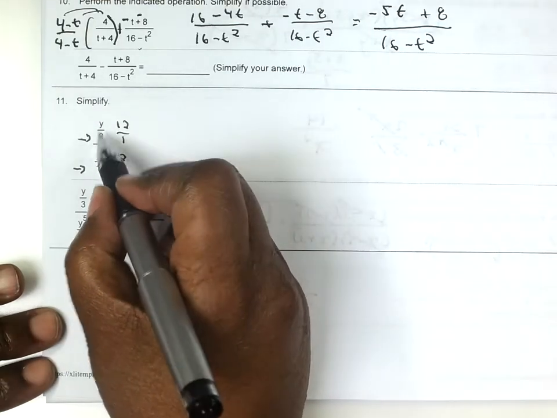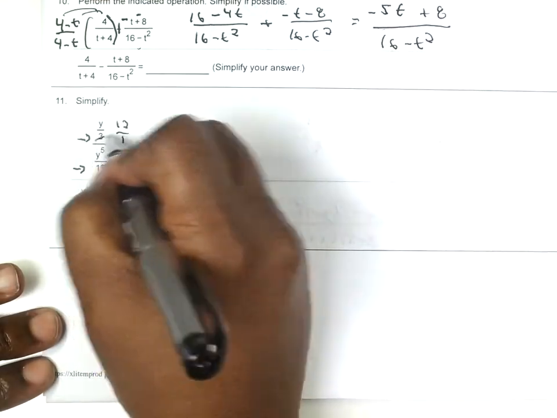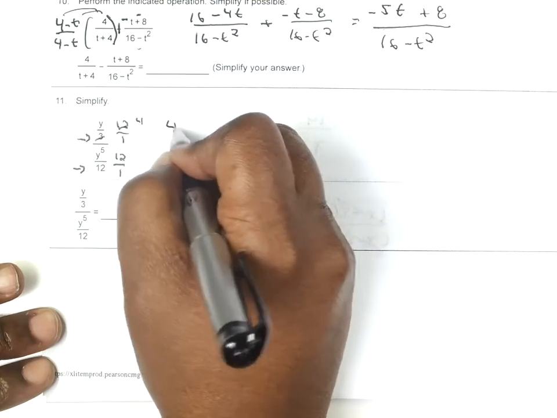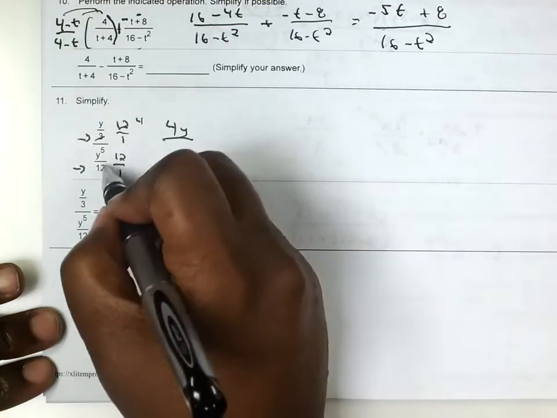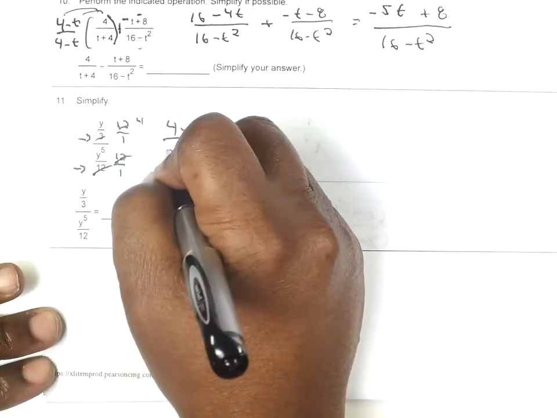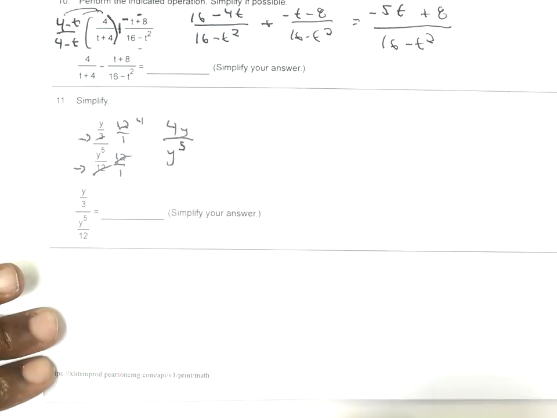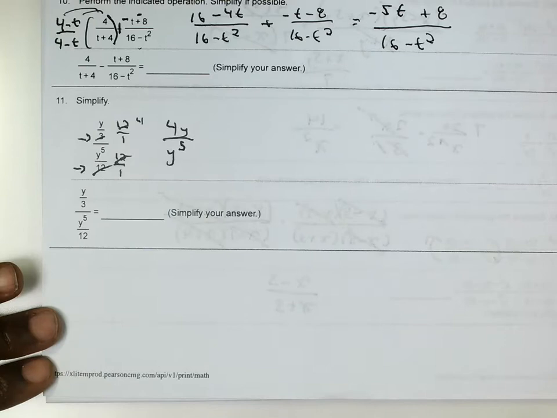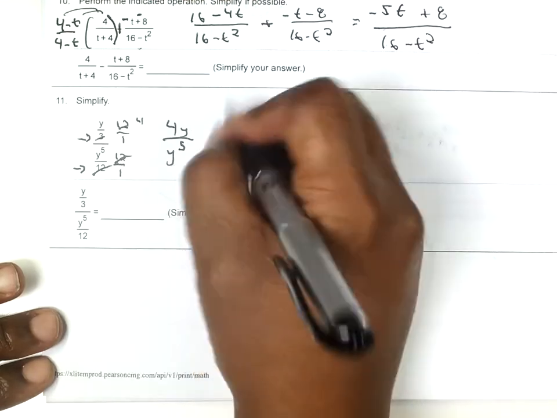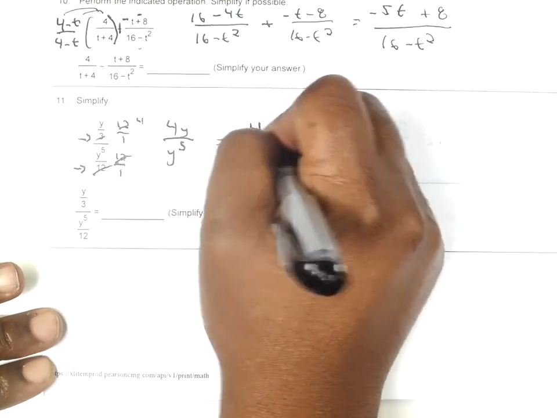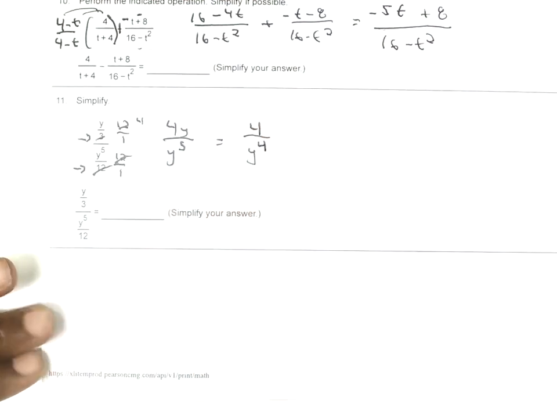So for this first part, 3 goes into 12 4 times, and I'm left with 4y on top over 1, and I don't need that 1 on the bottom. And then here the 12s cancel, and I'm left with y to the 5th over 1, which is just y to the 5th on the bottom. This y takes out one of those y's, so my final answer is 4 over y to the 4th.